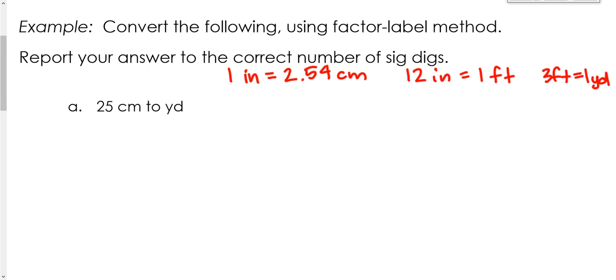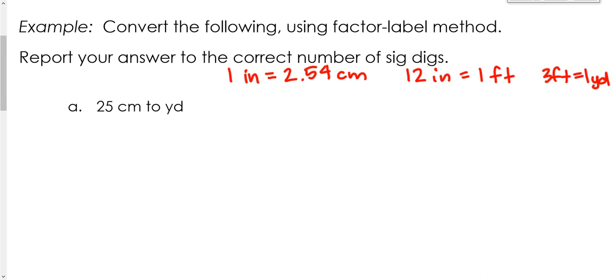So there may be a different way to go about this. For example, I could just go from inches to yards if you know how many inches are in a yard, but a lot of people don't, or you don't want to figure it out. So we're going to do all 3 of these. So we're going to have 3 different conversion factors for this one.